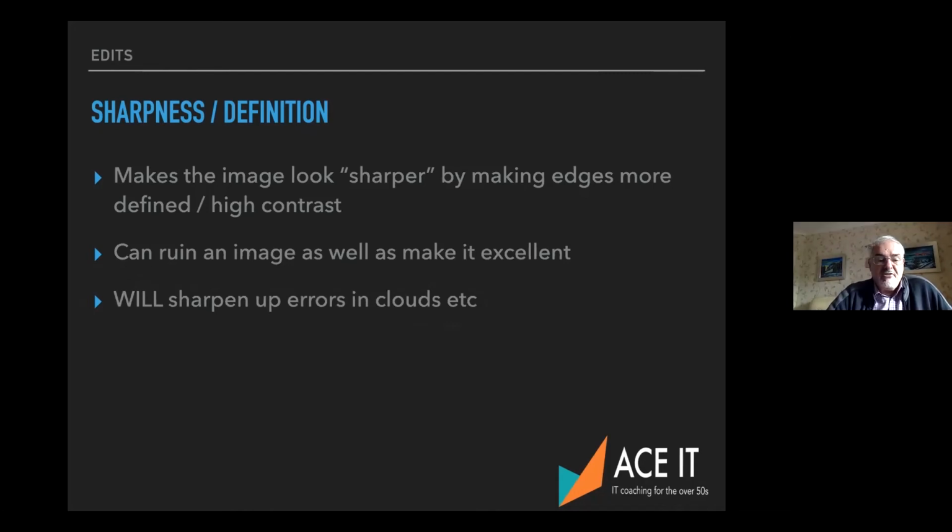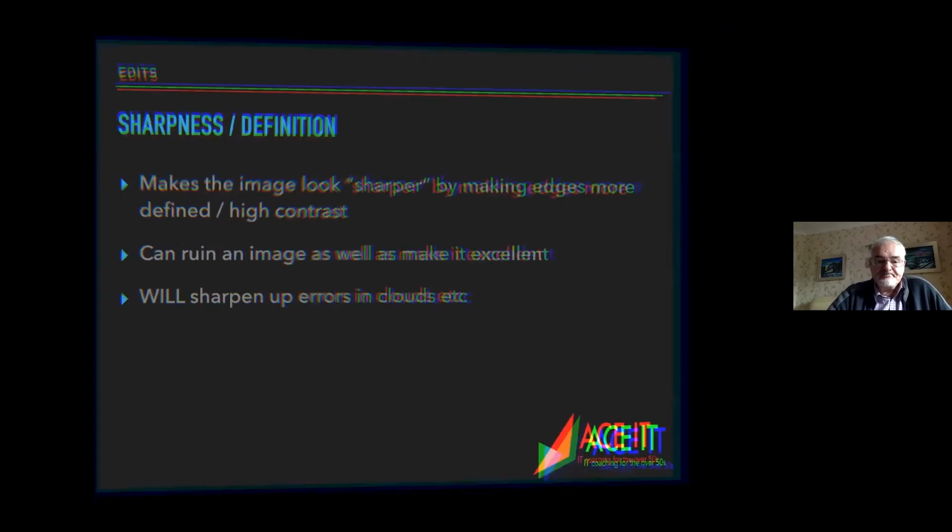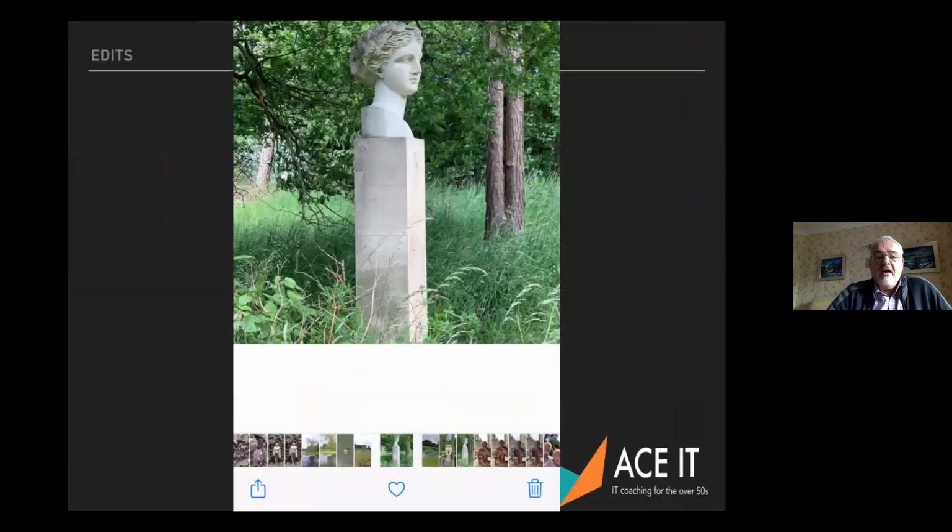Sharpening can do a lot of nasty things, and it can sharpen up any errors in clouds. If your camera is quite aggressive in the way that it deals with, for instance, areas of a single color, like clouds or sky, and you sharpen it, all of a sudden it looks like you've got a sky of flying saucers. So, a photograph of a statue, not a particularly great photograph, it's of a rather nice statue, but I'll show you what happens when we edit it.